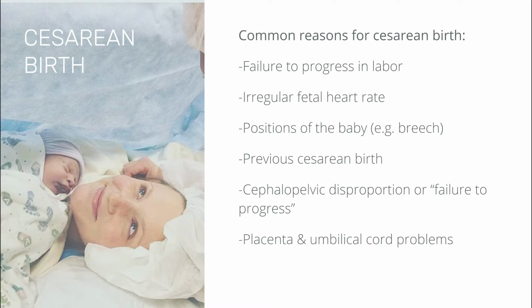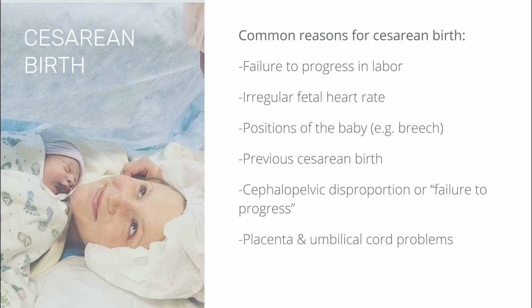So that leads us to cesarean birth. In cesarean birth, babies are born through a surgical incision in the mother's abdominal wall. Cesarean births are performed only when a vaginal birth is not possible, or like I said, when there is a concern for the well-being of the mother or the baby. Here are some common reasons a cesarean birth would be indicated.